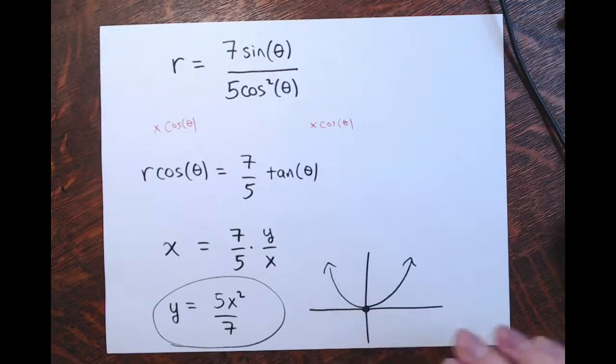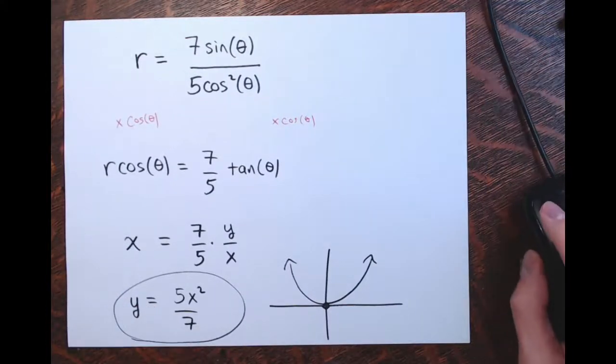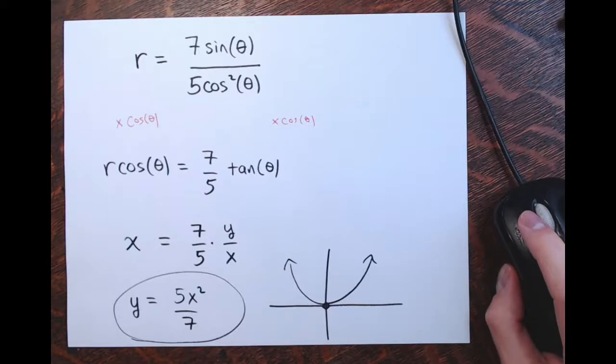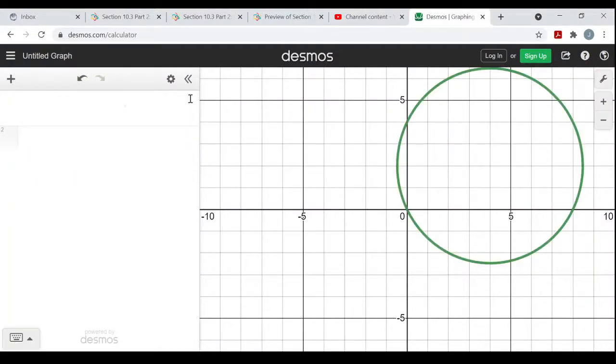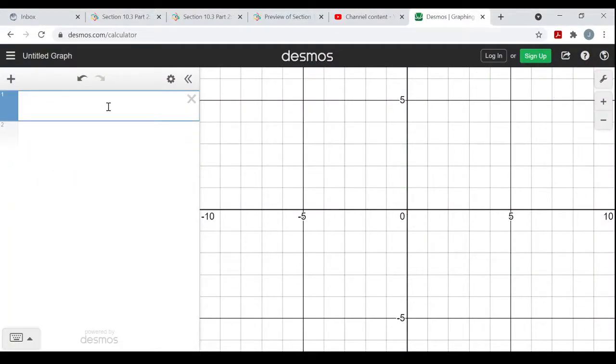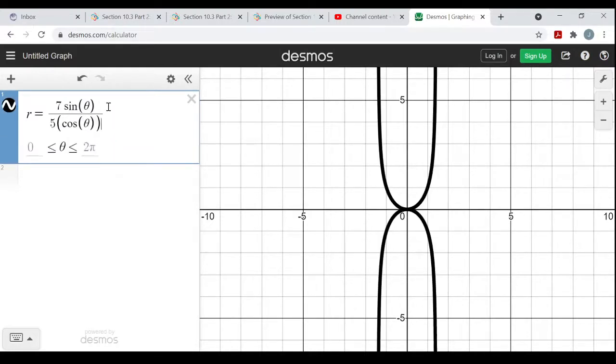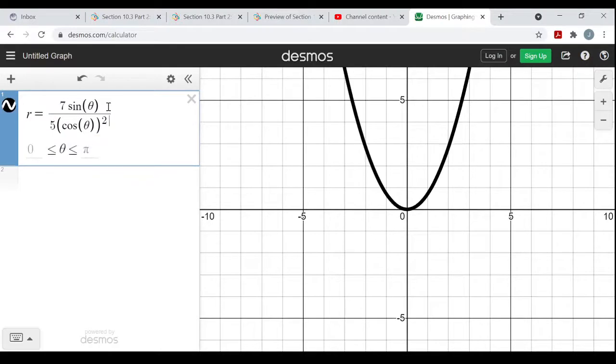And let's see. Let me show you. All right, again, let's have the online graphing calculator, the Desmos website, do this for us. So I'll go back here. Let's get rid of these graphs. And the first one I'll put in is the polar equation they gave us. R equals, and then the numerator, 7 times the sine of theta divided by 5 times the cosine, in parentheses, cosine theta, and then squared. Right. And look at that parabola with a vertex at the origin.